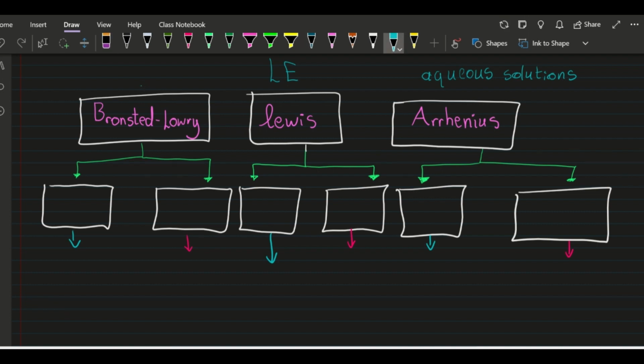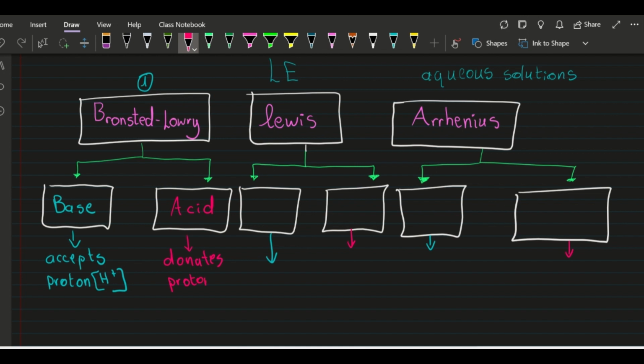The first one here is the Bronsted Lowry base. Okay, the Bronsted Lowry base accepts protons. I will be giving examples after I give you these brief definitions. The next thing is the Bronsted Lowry acid, and that one donates protons.